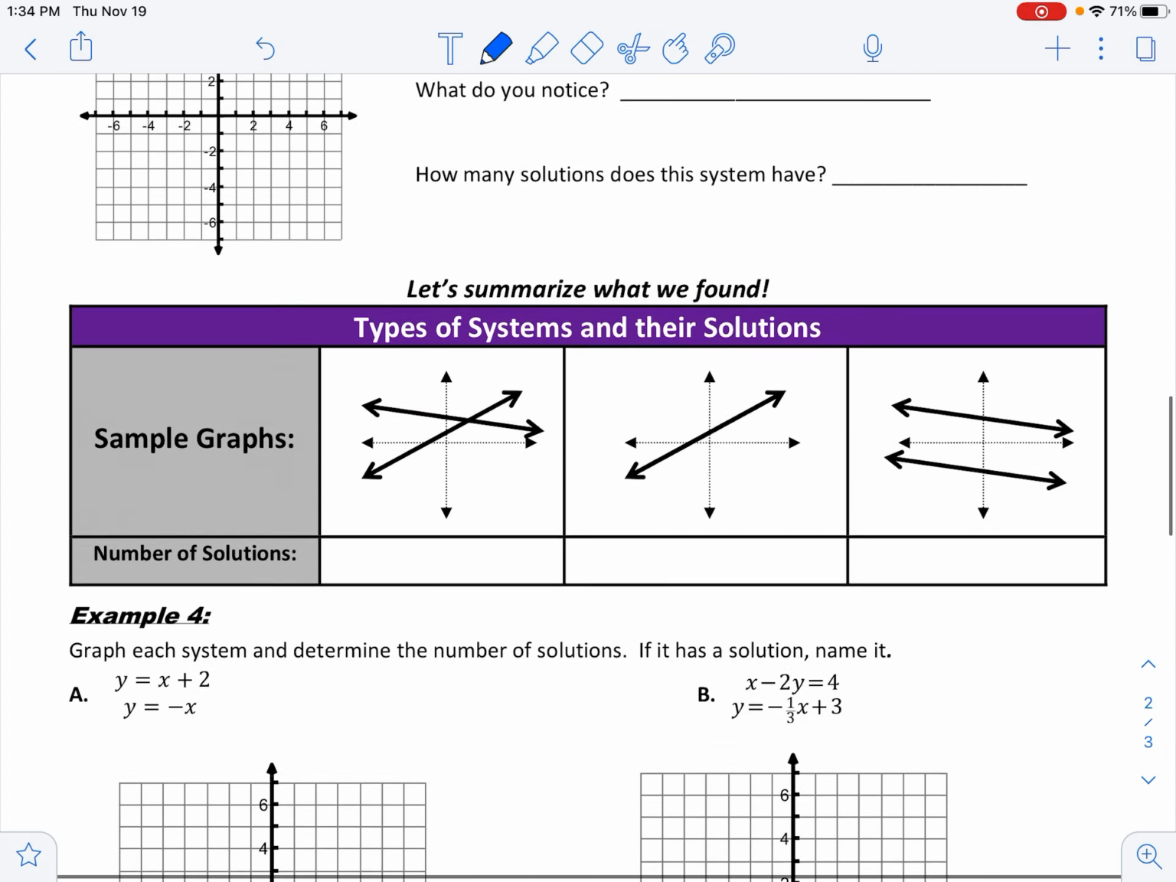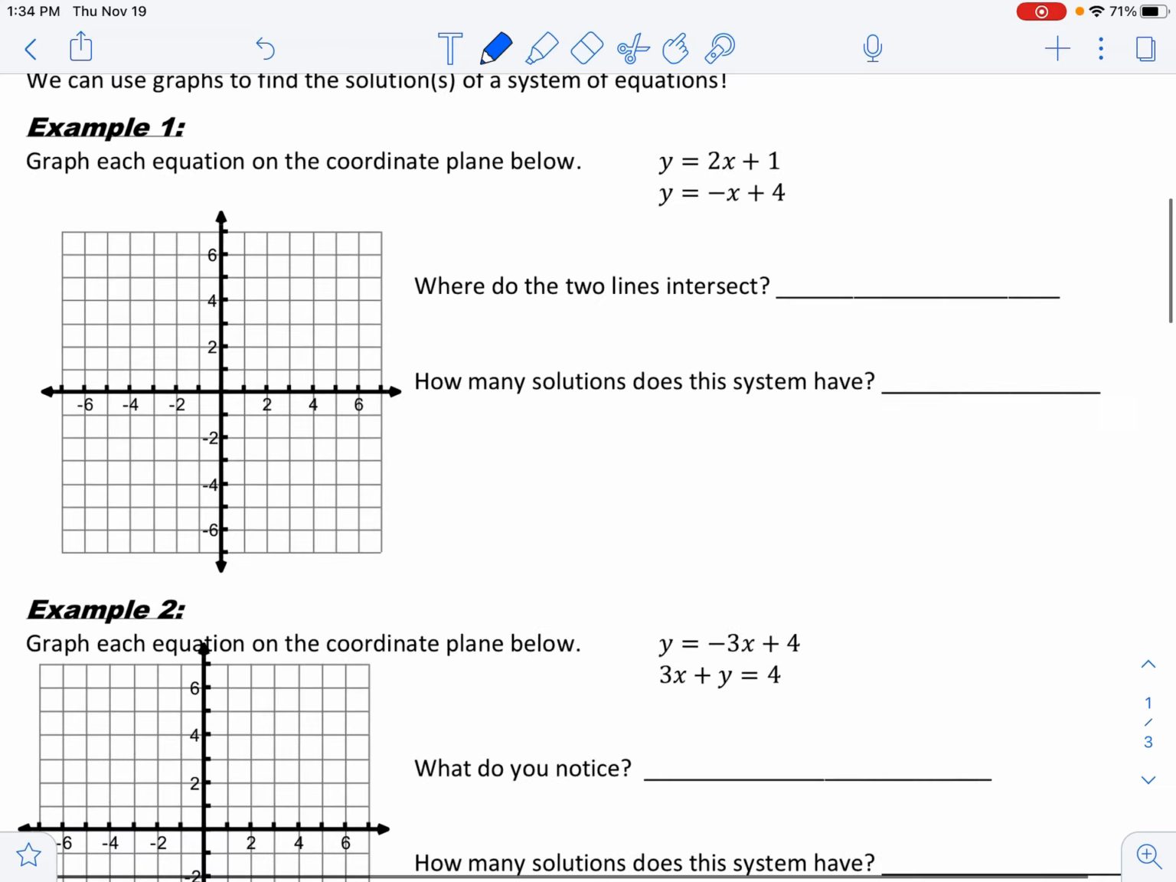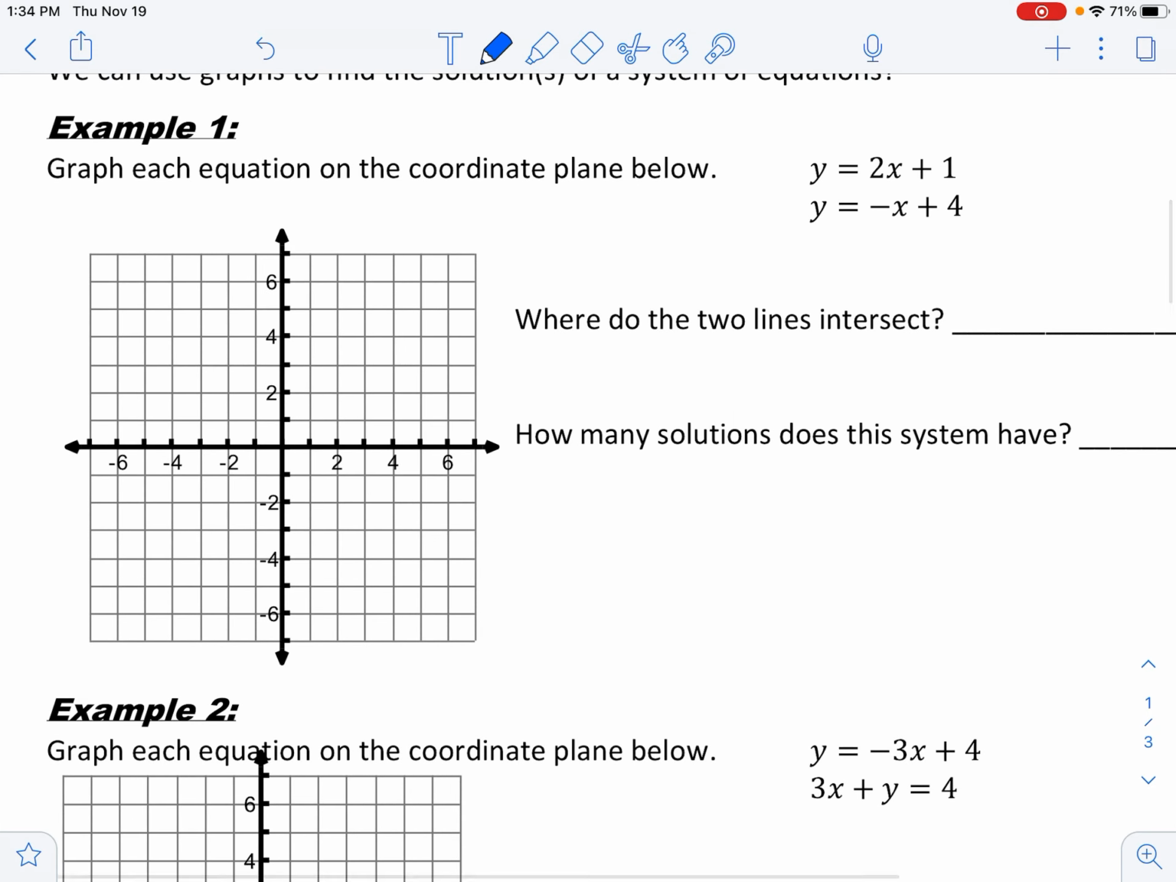All right, so now let's go ahead and solve some systems by graphing. So notice we have 3 examples here that we're going to start with. Example 1 says graph each equation on the coordinate plane. Start by graphing this line right here, y equals 2x plus 1. I have a y-intercept of 1 and a slope of 2. So over 2 up 1, over 2 up 1, over 2 up 1. Down 2 left 1, down 2 left 1, down 2 left 1.